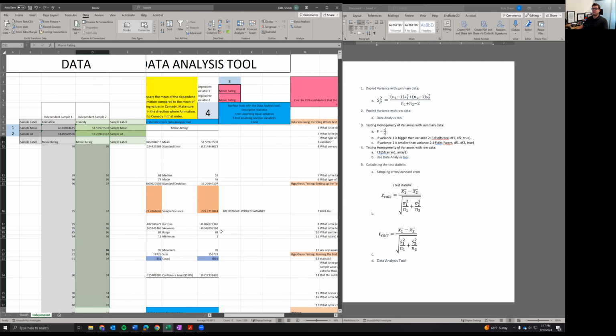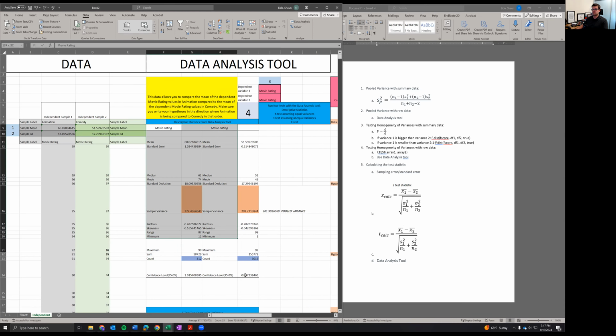So if we have summary data like this, okay, what we're going to do is we are going to do equals sample variance 1 divided by sample variance 2, and this gives us our F statistic, or F calc, if you will. Okay.